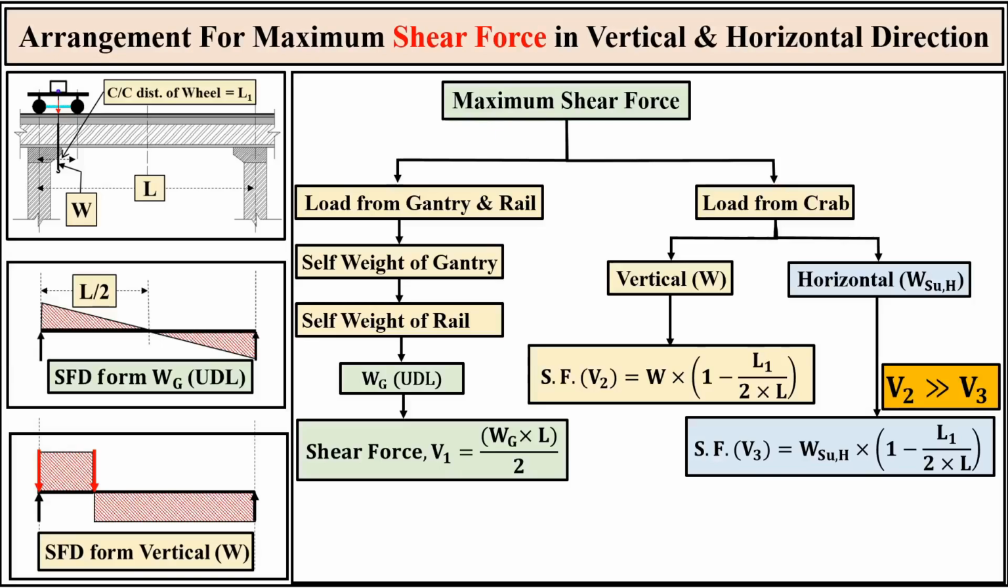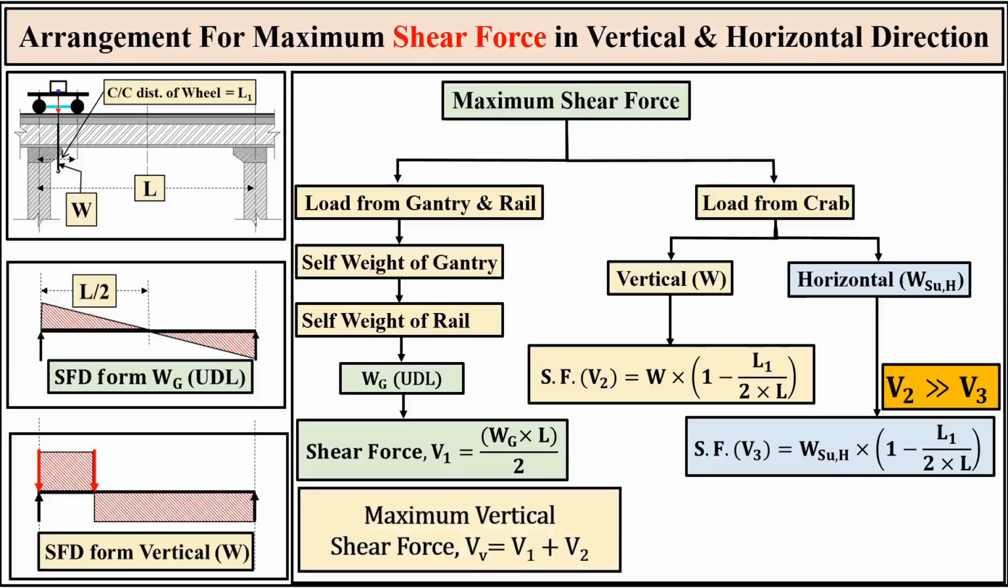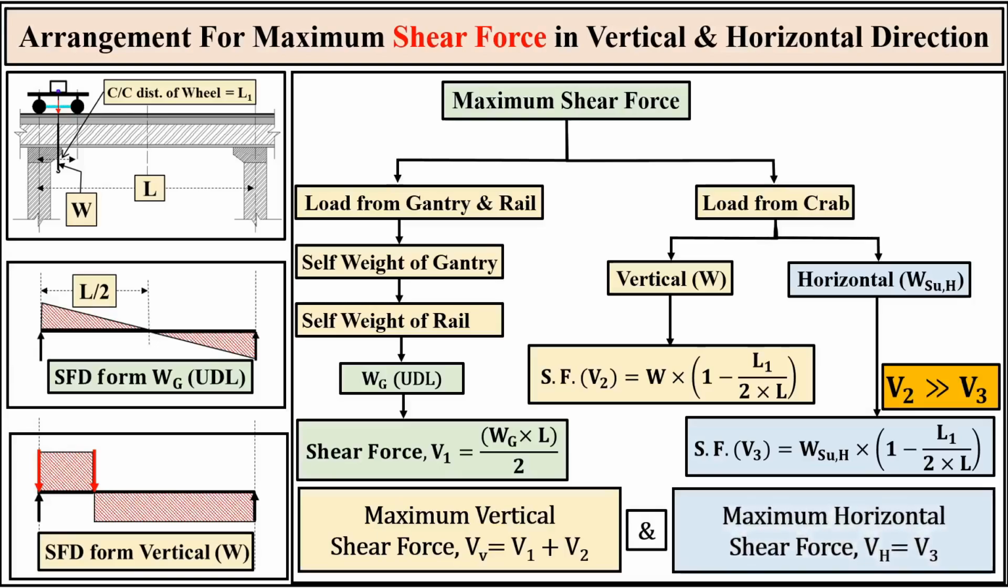To summarize, while both vertical and horizontal components share the same influence line geometry, their design impact differs. Vertical shear, VB, is the sum of V1 and V2, and is critical for web buckling checks. Horizontal shear, VH, consists of V3 alone and is used to verify the lateral stiffness of the top flange and its connection to the web. Let us move to the next slide for the calculation of maximum bending moments, vertically and horizontally.